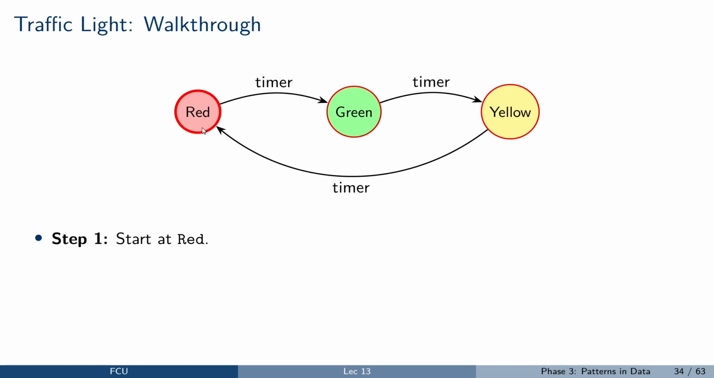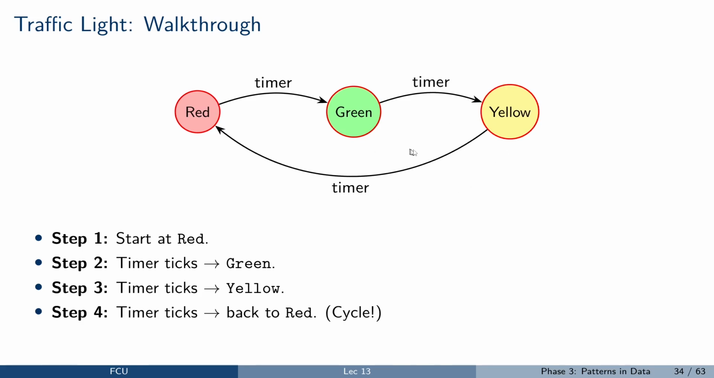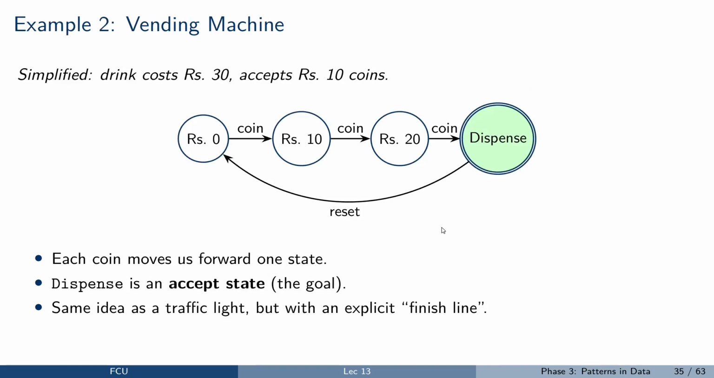So if we walk through, you start at red and you get an input of timer, which means that 5 minutes expired, you go to green, and then 5 minutes expired, you go to yellow, and then from yellow 5 minutes expired, you go back to red, and this goes into a cycle.